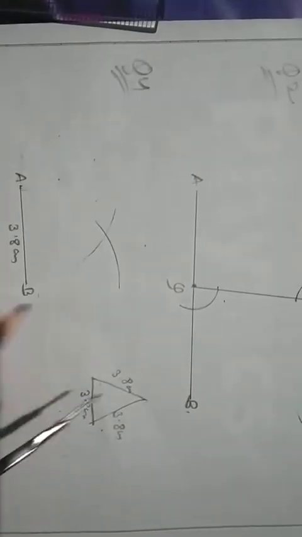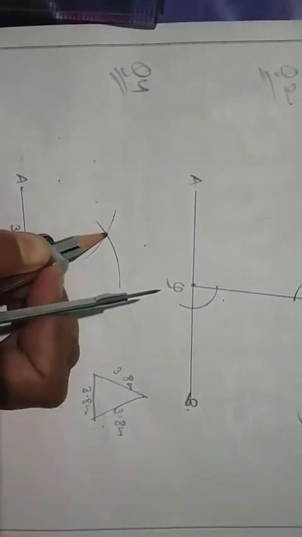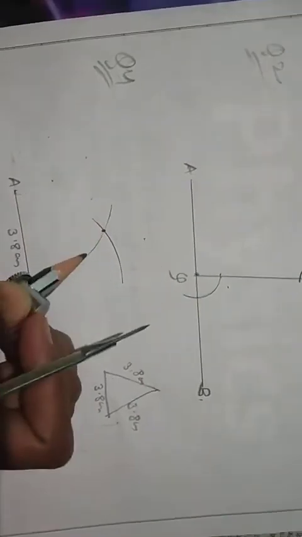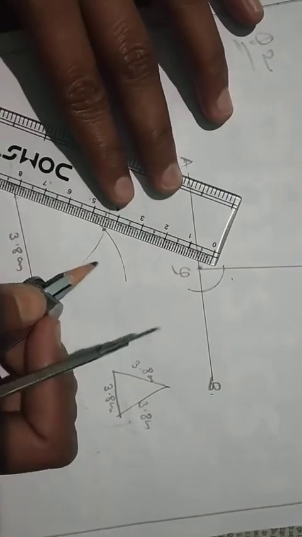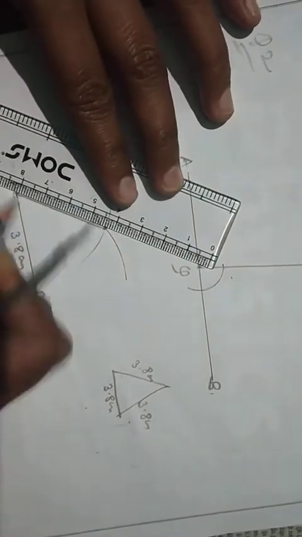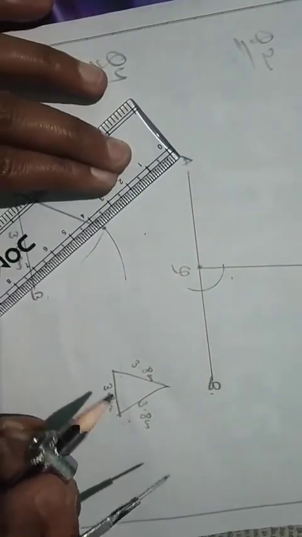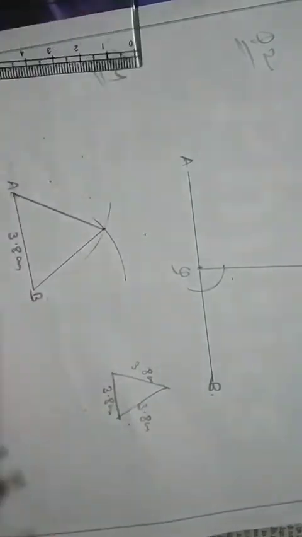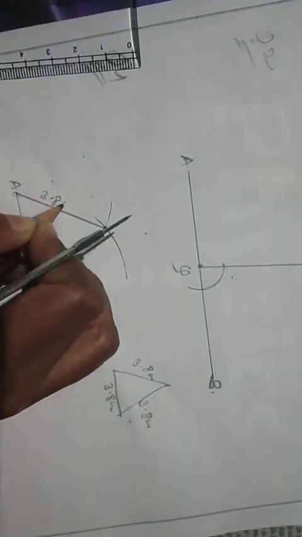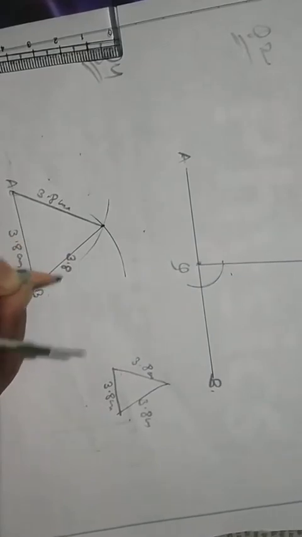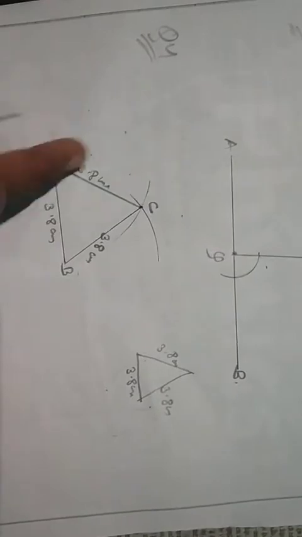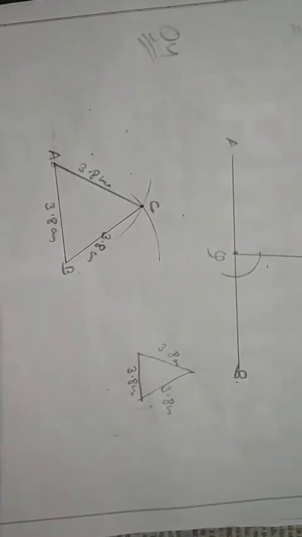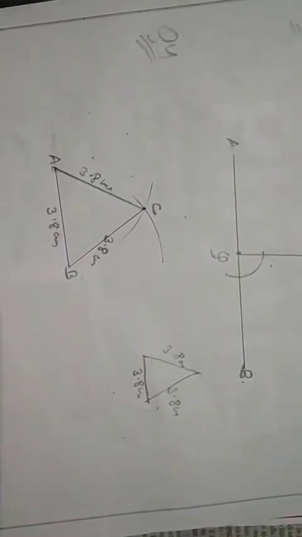Okay. Now this intersecting point of these two arcs, we have to join with A and B. This is also 3.8 centimeter. And this is also 3.8 centimeter. Suppose this is point C. ABC is your equilateral triangle of side 3.8 centimeter. Understood? Now question number 5.